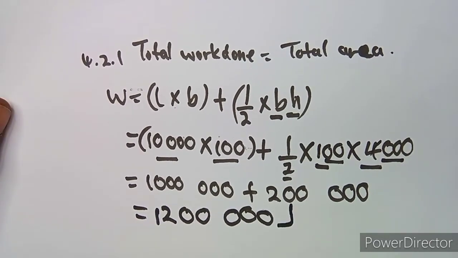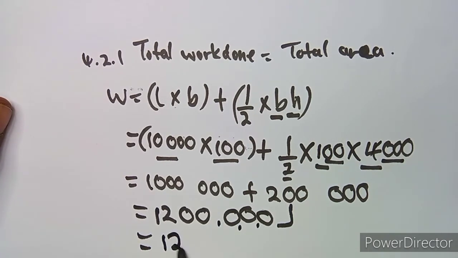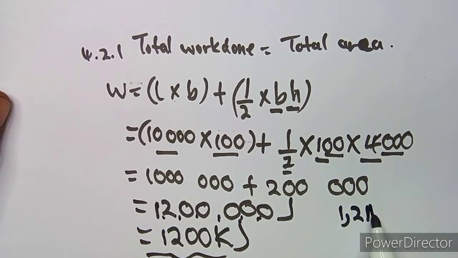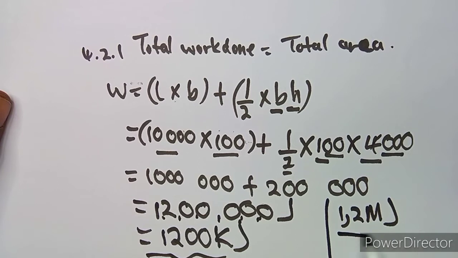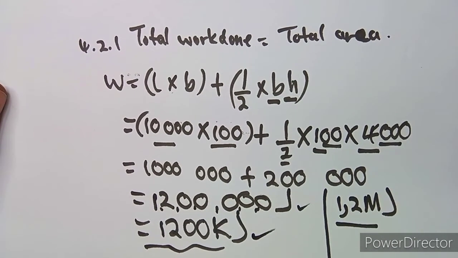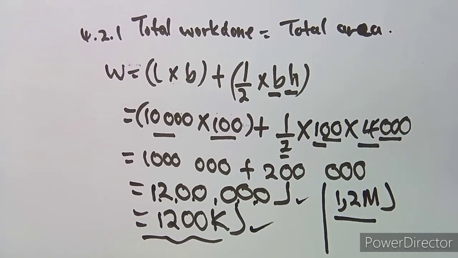So this is work done, which is measured in joules. You can write this in kilojoules, which is 1,200 kilojoules, or you can write this as 1.2 megajoules. You can choose to write it like this or leave it as it is. There are so many ways that you can write it, but that is the total work done. If you're asked to calculate the work done, the total work done is actually the area under the graph.